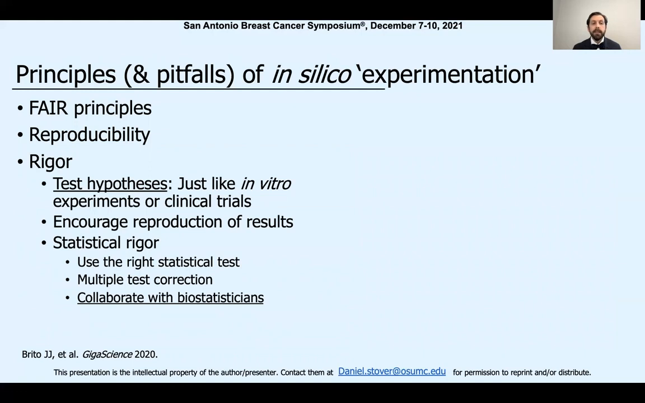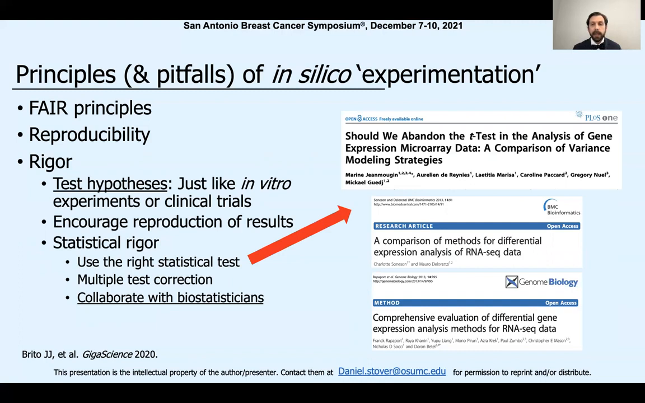Another key element of rigor is statistical rigor. As the complexity of data has increased, the appropriate use of the right statistical test has become more challenging. In addition, if we are running multiple tests on a single data set, we also have to account for multiple test correction, which can certainly be missed in some analyses. This, I think, reveals the importance of collaboration with biostatisticians to ensure that the analyses that we're doing are appropriate and statistically sound. One example that I see frequently is analyses of differential gene expression.